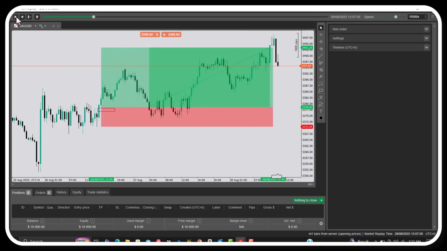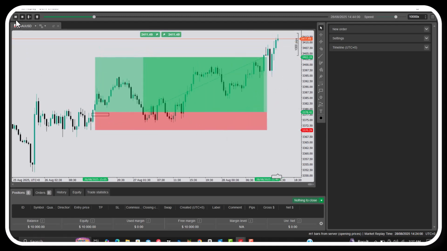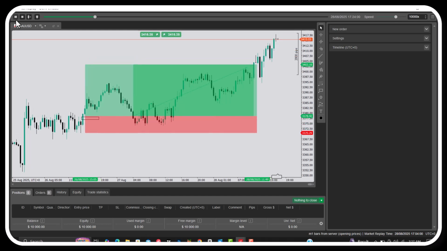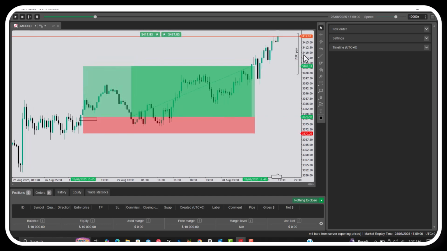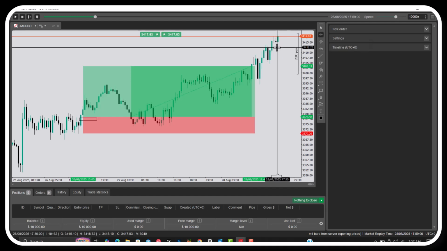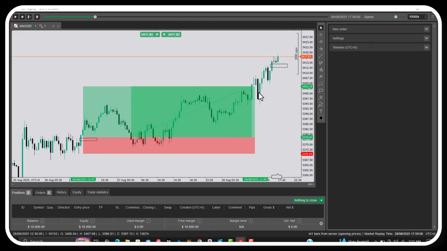I can just go ahead and play this, and it's going to move for me to actually analyze the chart and see what I could do. So this is a tool that you can actually use to do your backtesting. All right, so far this is the best platform I've seen when it comes to backtesting. And I believe you are also going to make good use of it.